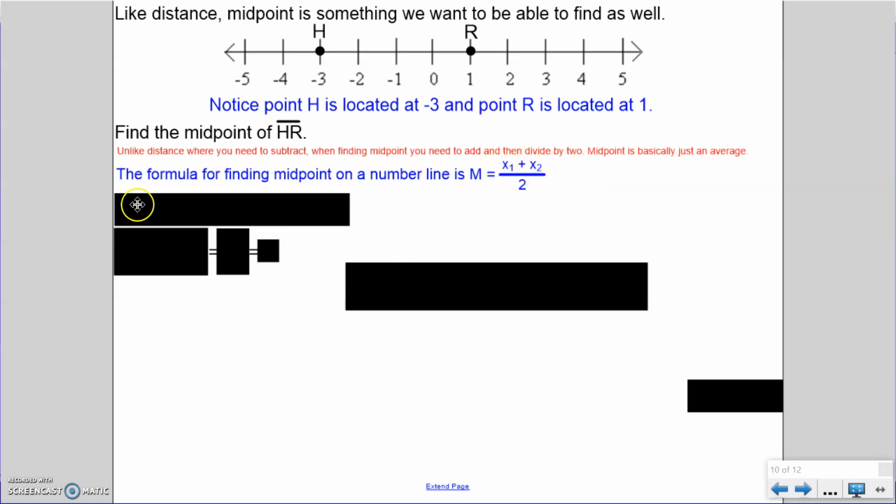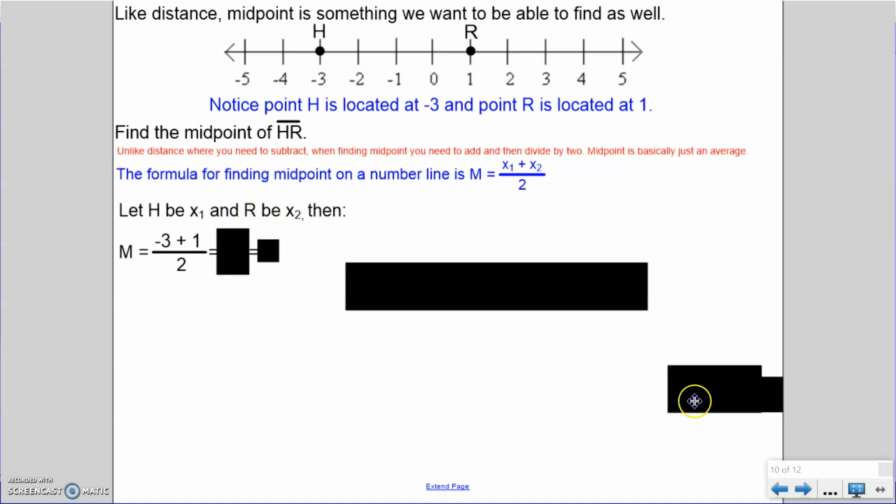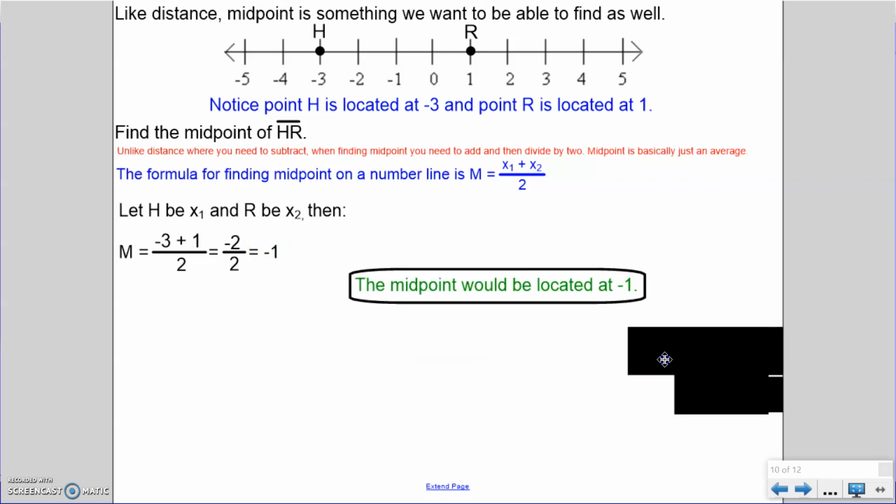And really the order doesn't matter here either. So let's call H x1 and R x2. So I fill in the formula. I get -3 plus 1 all over 2. You have to fix the top first. -3 plus 1 is -2 all over 2, which reduces to -1. Alright, so the midpoint would be located at -1. If you think of it, -1 is 2 spots away from H, and it's 2 spots away from R. It's the middle of both points.